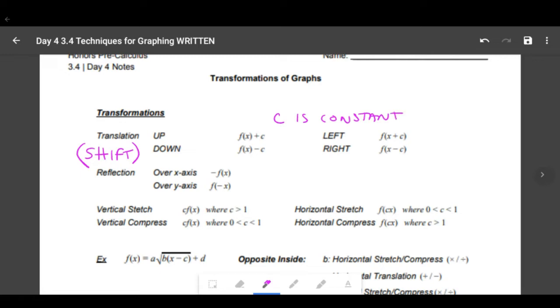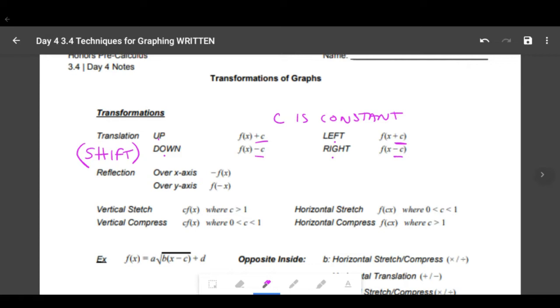So if you see that we take a function, and we add a constant outside the function, we would say that the translation, we are shifting upwards. If we subtract, then we are shifting downwards or translating down. Now, if the constant is inside the function, and we'll review all these in some examples in just a minute, if you see that we're adding a C on the inside, well, now we're going to be shifting or translating to the left. If we are subtracting a constant on the inside, then we are shifting or translating to the right. Okay, so those are just some notes there to add.